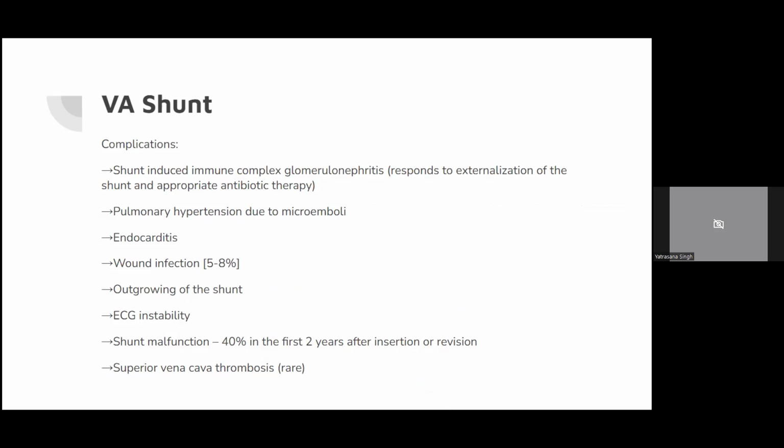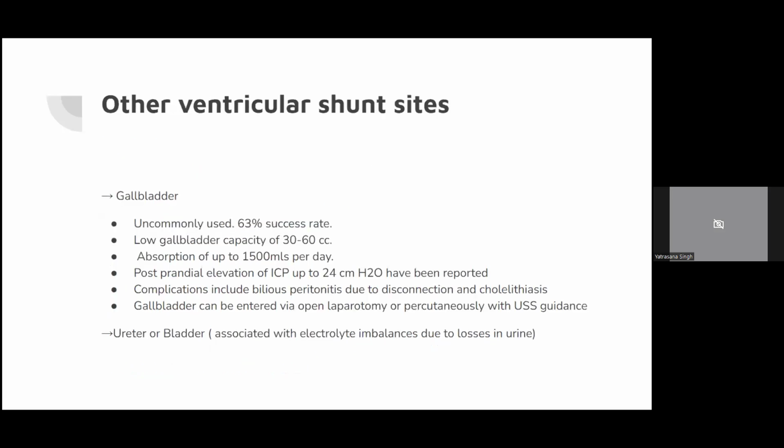Some complications associated with ventriculoatrial shunts include shunt-induced immune complex glomerulonephritis, which responds to externalization of the shunt and appropriate antibiotic therapy. Pulmonary hypertension due to microemboli, infective endocarditis, wound infection with an incidence of 5 to 8%, the patient actually outgrowing the shunt, ECG instability as previously mentioned, shunt malfunction, which has up to 40% incidence in the first 2 years after insertion or revision, and rarely superior vena cava thrombosis.